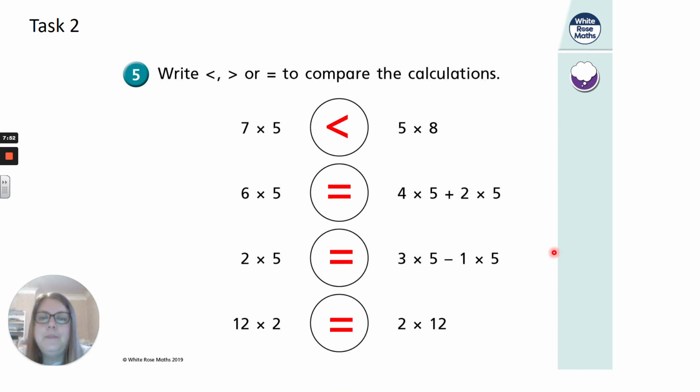So 7 times 5 is less than 5 times 8, because 7 times 5 is 35 and 5 times 8 is 40. 6 times 5 is 30, which is equal to 4 times 5 add 2 times 5. 4 times 5 is 20, add 2 times 5 is 10. So that's 30 as well. 2 times 5 is 10, which is equal to 3 times 5. That's 15. Take away 1 times 5, which is 5. So 15 take away 5 is 10. Exactly the same. 12 times 2 equals 2 times 12.